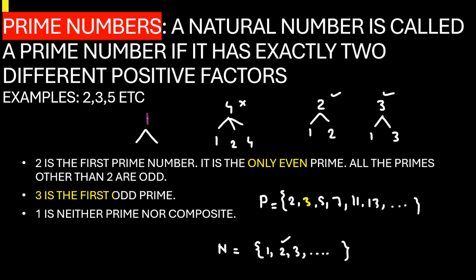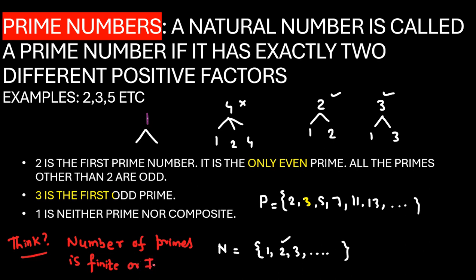Now one question arises: is the number of primes finite or infinite? You have to think about it. If the number of primes is finite, that means there should be some end where we can count and say up to this number we have only prime numbers. So the question is whether the number of primes is finite or infinite. Think about this question.